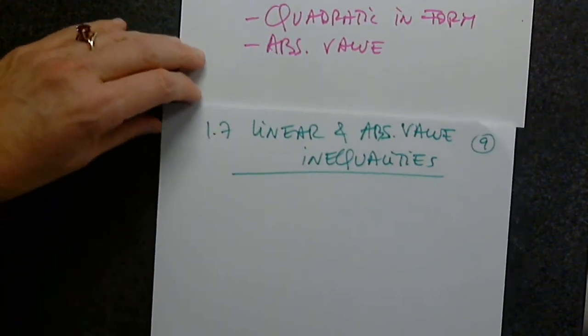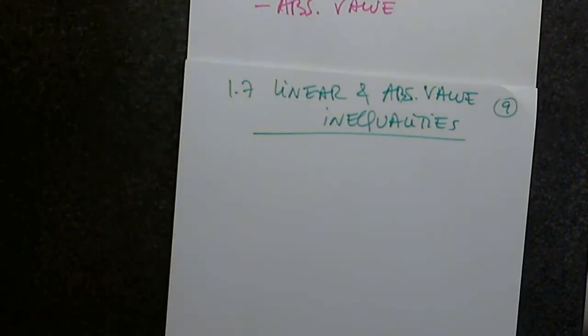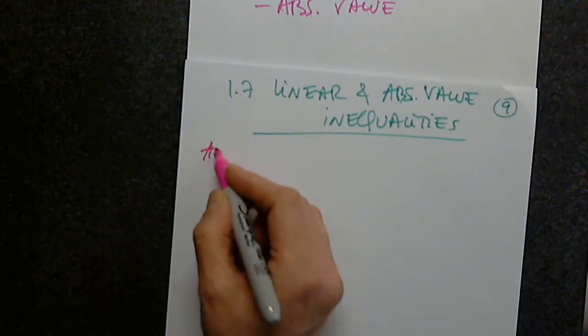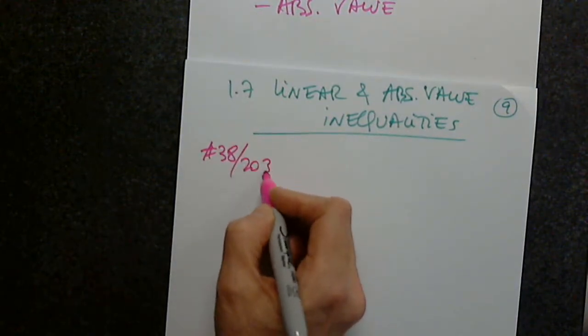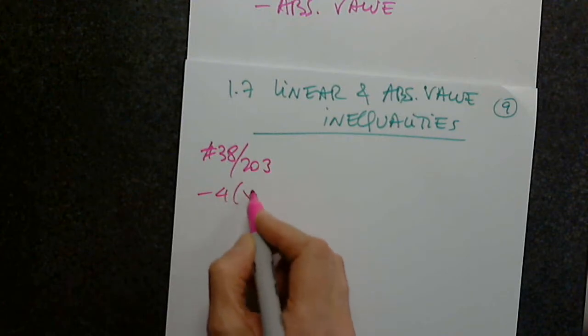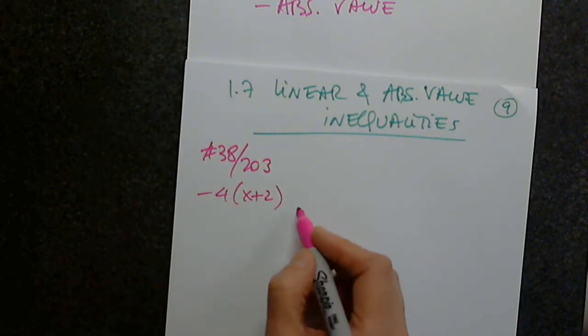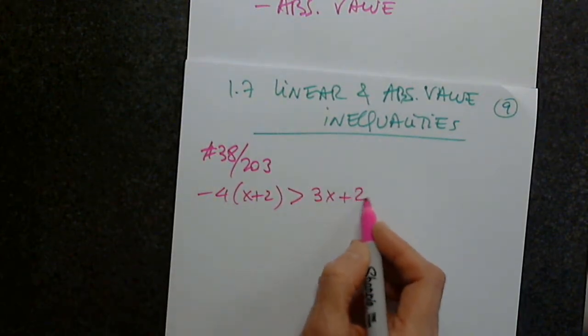Let's start with linear. I'm going to copy an example. Let's say on page 203. Let's start with problem 38, in which we have -4, quantity x plus 2, greater than 3x plus 20.